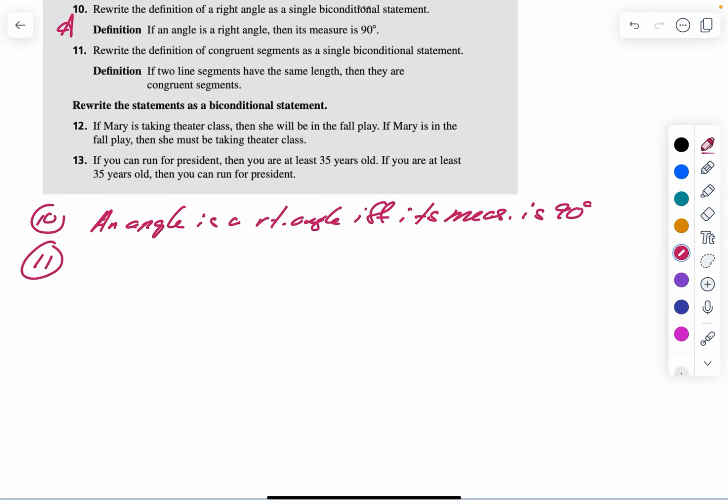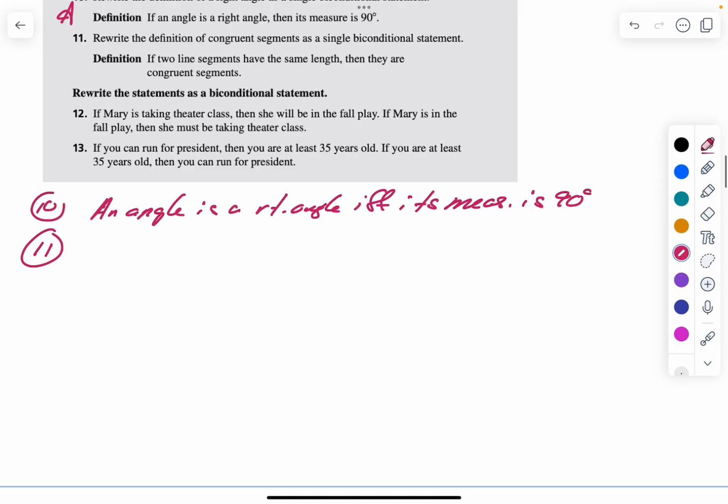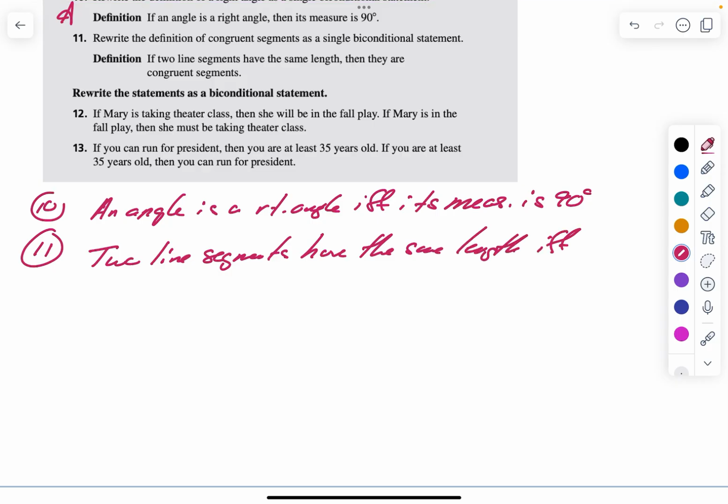Number 11, if two line segments have the same length, then they are congruent segments. If two segments are congruent, then they have the same length. So we can see that. So we could say two line segments have the same length if and only if they are congruent. All right.